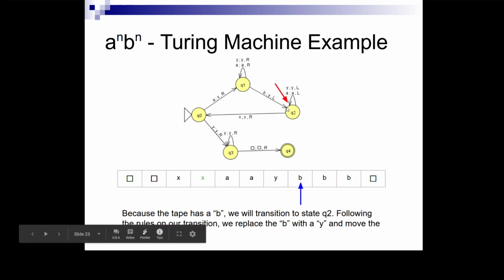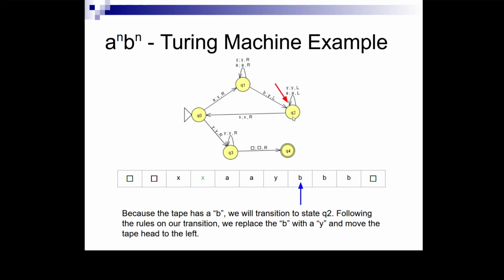Well, now we find a B. And so when we find a B, we're going to replace it with a Y and transition to state Q2.